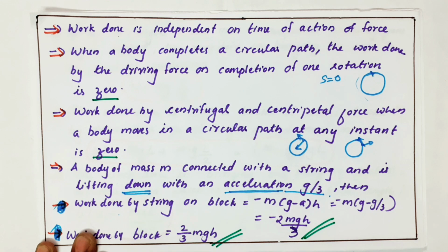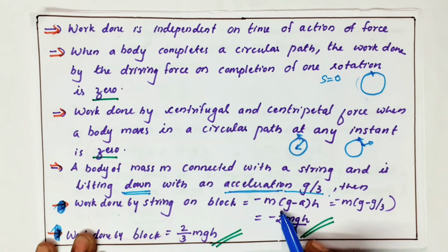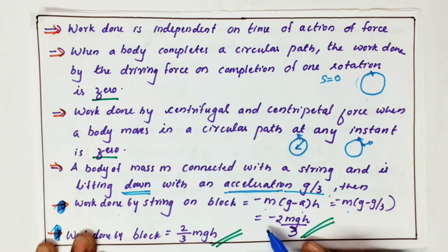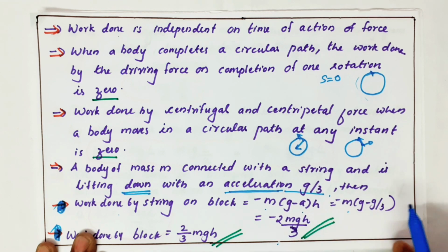When the body is coming down with an acceleration, we know the resultant acceleration is g minus a. So it will be m into g minus a into h. That is m into g minus g by 3, that is 2 by 3 of mgh. I just solved it; if they ask something else, you can solve according to that.